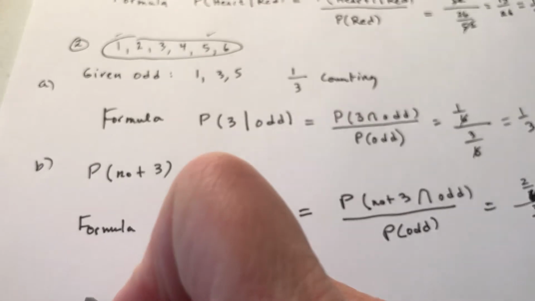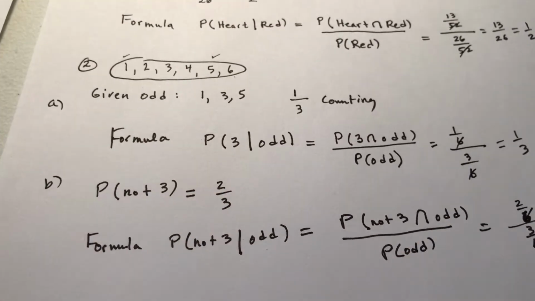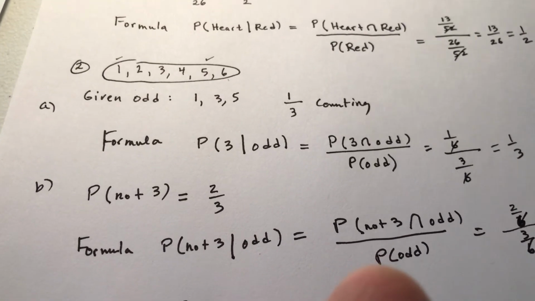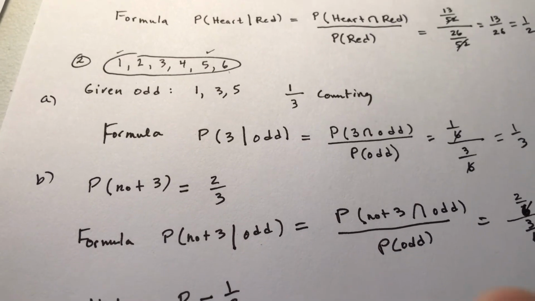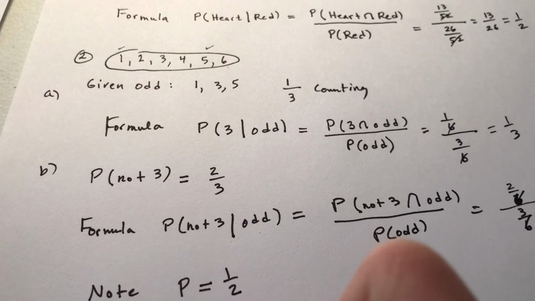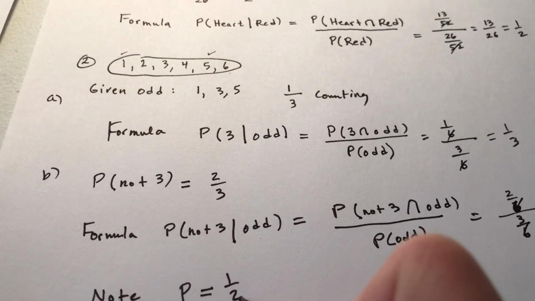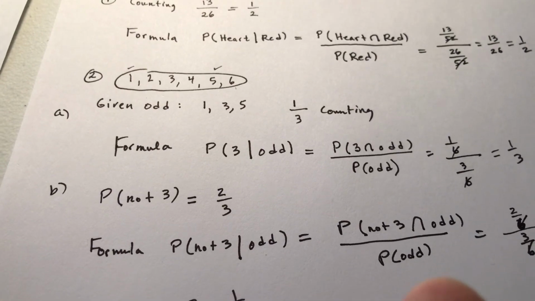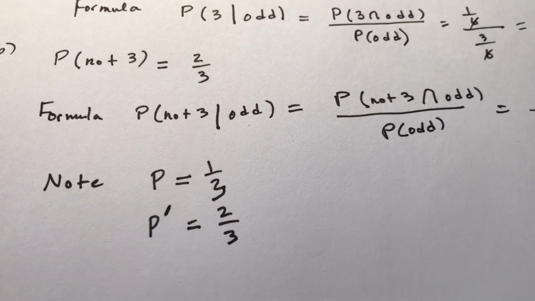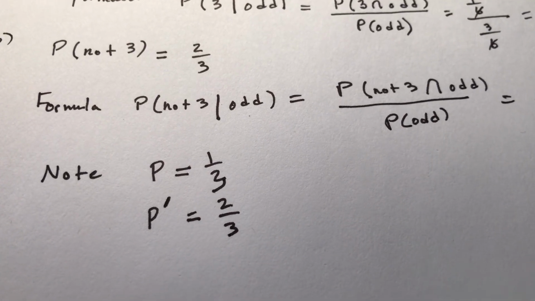I also want you to note that if the probability of getting a 3 is equal to 1/3, then the probability of not getting a 3 is like a complement. That's going to be 1 minus a third, which is 2/3. The probability of not getting a 3 and the probability of getting a 3 add up to 1.